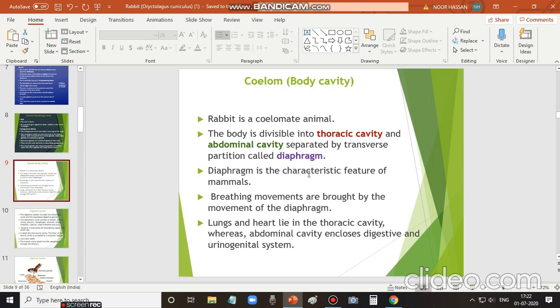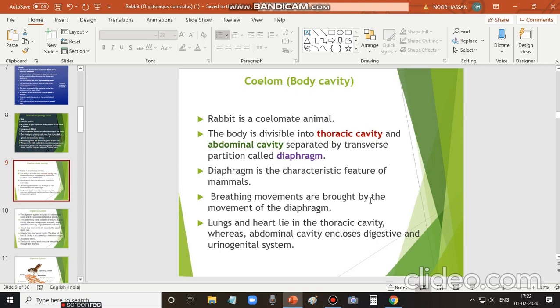The diaphragm is a characteristic feature of mammals. Take care of the spelling and pronunciation; both are completely different. Diaphragm: the G is silent here. So the diaphragm is the characteristic feature of mammals.